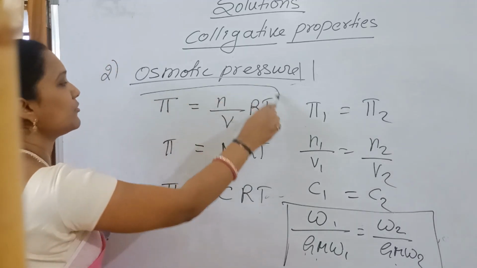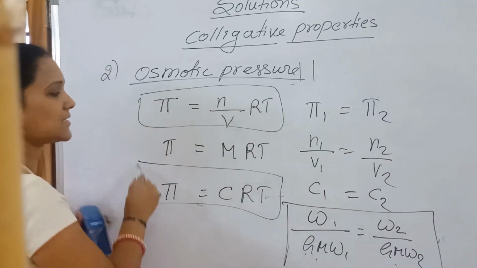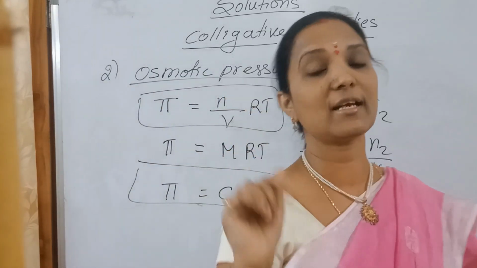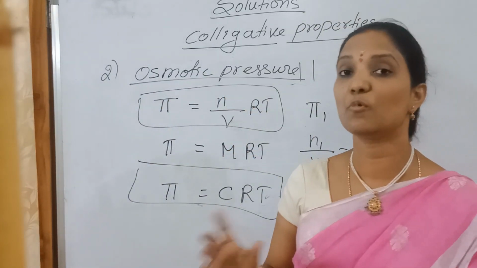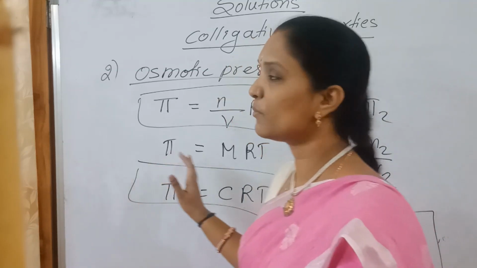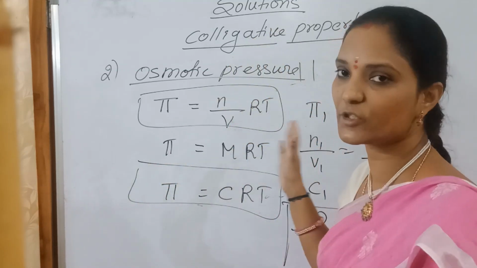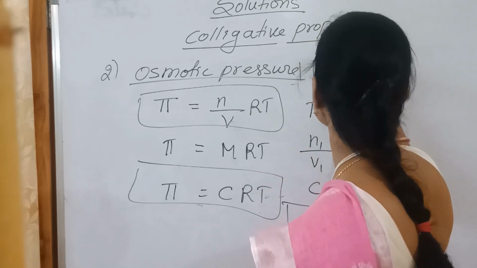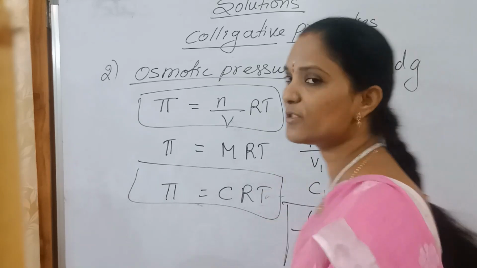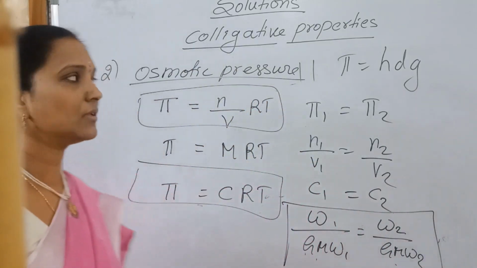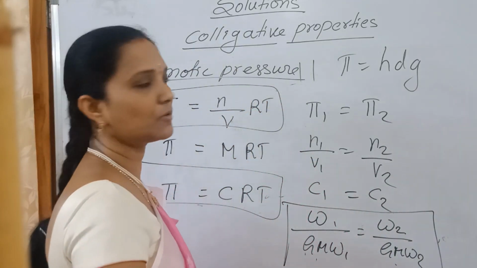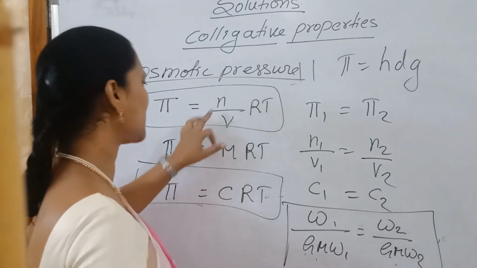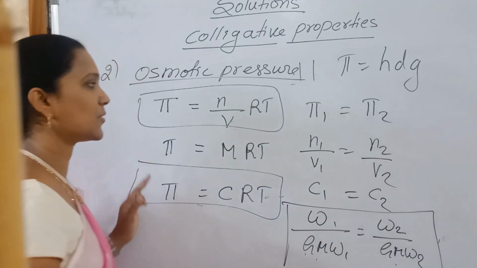Anyhow, what is the formula to find this osmotic pressure? Pi is equal to mRT. M means molarity. In relative lowering of vapor pressure, what are we using? Mole fraction. In osmotic pressure, molarity. It's just similar to the normal pressure. Instead of pressure, we are using osmotic pressure. Okay. Otherwise, pi is equal to hdg. This also we can use now. Yes or no? Instead of P, we are taking pi. Okay, if height and density are given, then this formula we have to apply. Like that they may ask. So it is the osmotic pressure.